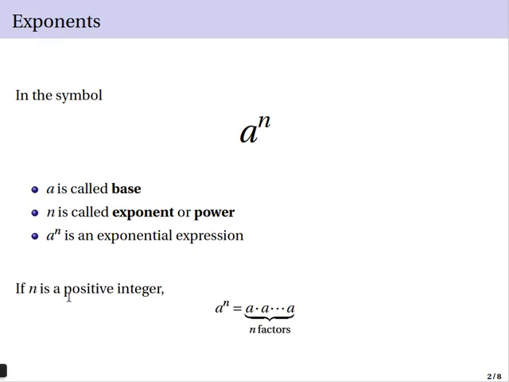Now, if n is a positive integer, then this symbol a to the n will be defined as a times a, etc. until times a, where you are multiplying a with itself n times. So there will be n factors of a in here. And take note that this only works when n is a positive integer. Of course, if n is not an integer, then there will be a different definition for the exponential expression.